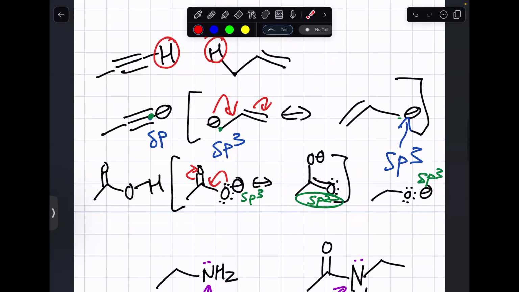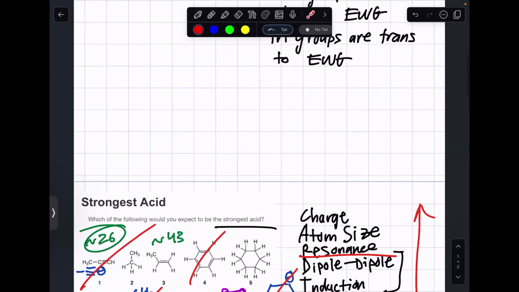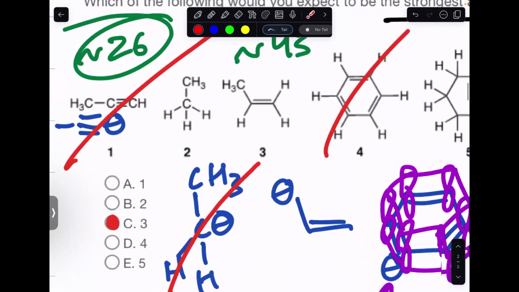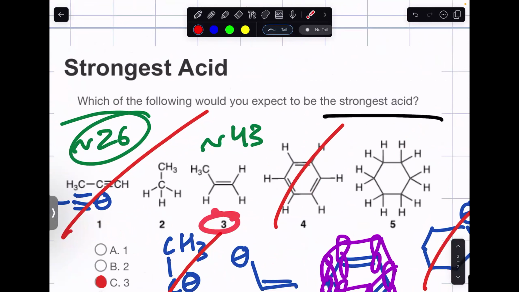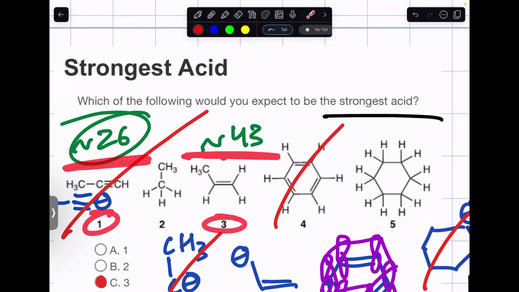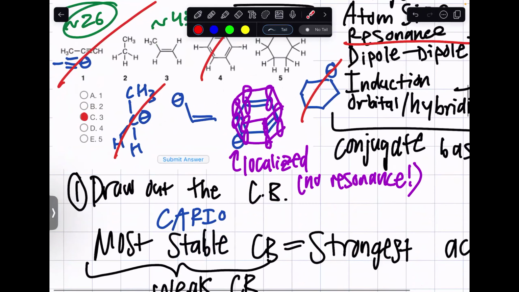So now if we compare the stability of the negative charge of the carboxylic acid and this terminal alkyne right here, you know how in the last exam that we just did, they said that 1 is a more acidic molecule than 3 because of the s character. That's why the pKa of the terminal alkyne is lower than the pKa of the alkene. That's because of the s character here.